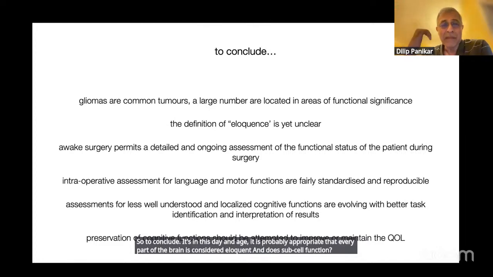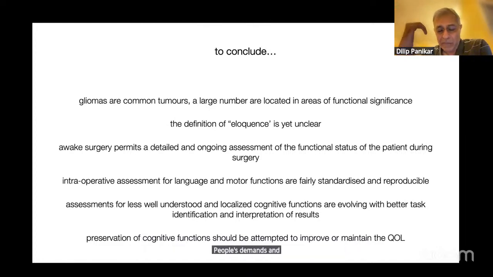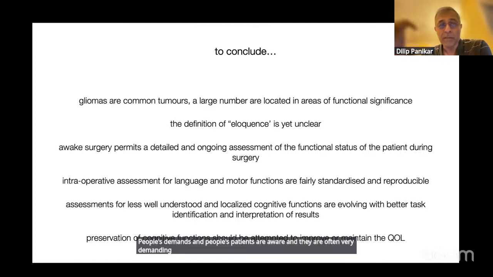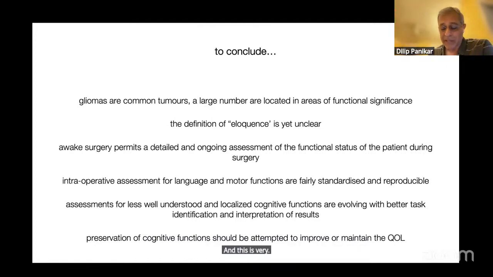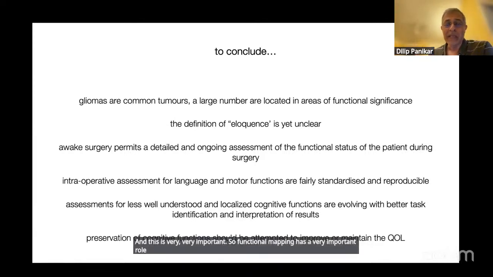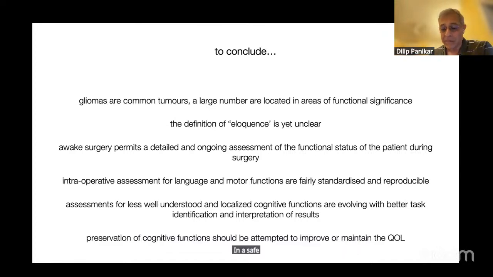Patients are aware, and they are often very demanding as to what they expect from the surgery. And this is very, very important. So functional mapping has a very important role not only in maintaining the quality of life, but also in helping the surgeon to push the boundaries of resection in a safe way while protecting the patient in all possible ways.